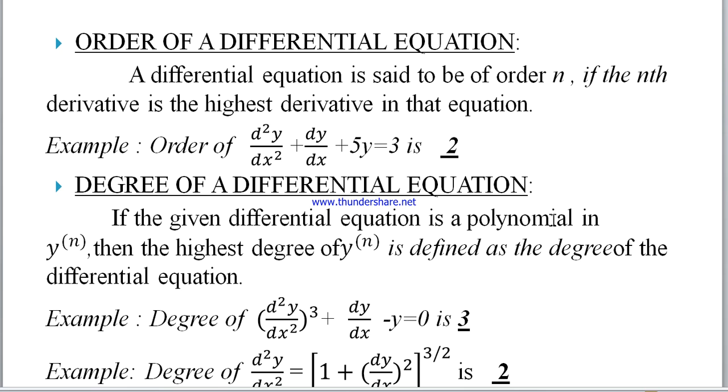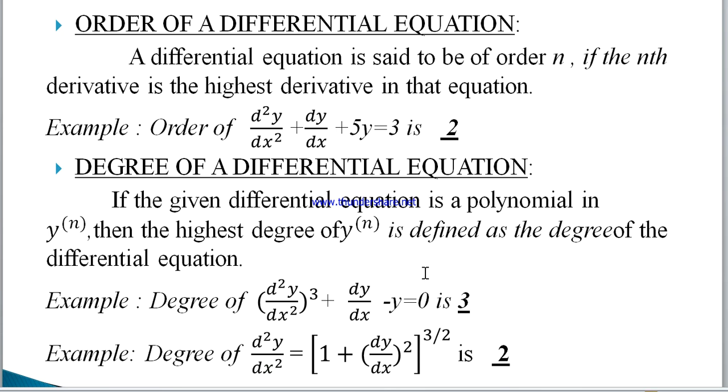So what is the polynomial form of y power n? It is a naught y power n plus a1 y power n minus 1 plus a2 y power n minus 2 plus so on, an. Here a naught, a1, a2 and so on are constants, and y1, y2 meaning y dash, y double dash, y triple dash are derivatives of y. So you need to write it in polynomial form. After that you can take the highest derivative power, that is the degree of the differential equation.